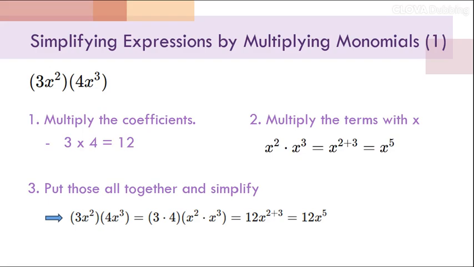Let's move on to an example of simplifying expressions by multiplying monomials: 3x^2 multiplied by 4x^3. First, multiply the coefficients 3 and 4. This will result in 12.